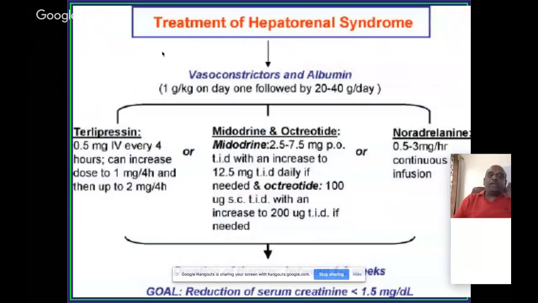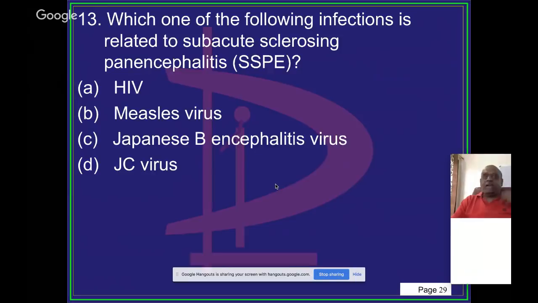So doctor, let us quickly see, how do you treat? Don't forget, finally, how do you treat? There are two important things to treat hepatorenal syndrome. The whole problem is splanchnic vasodilatation. So give a vasoconstrictor and give albumin. So terlipressin, midodrine, octreotide, noradrenaline, they are the ones which are predominantly given in order to treat hepatorenal syndrome, is what you have to ultimately remember.